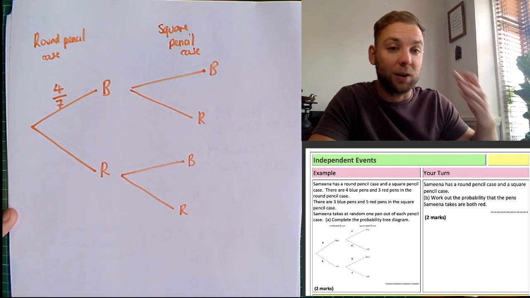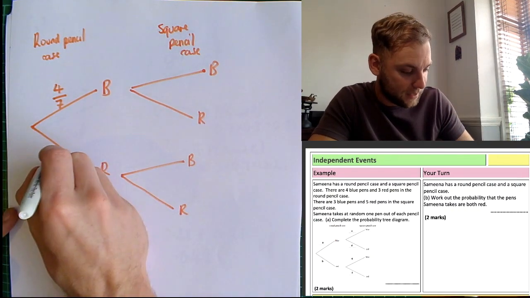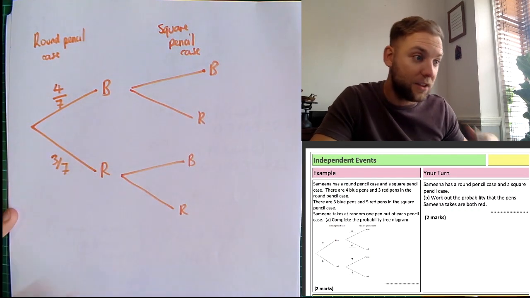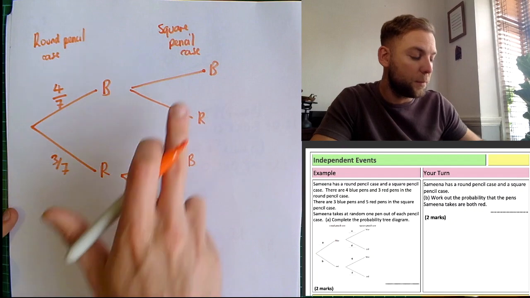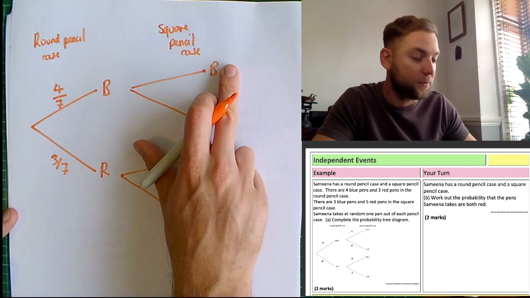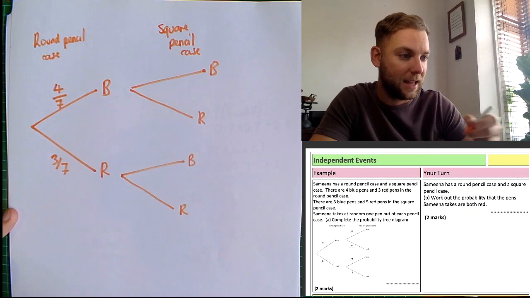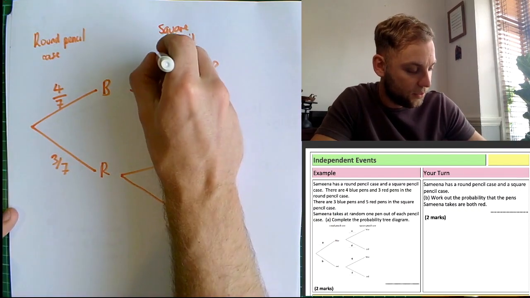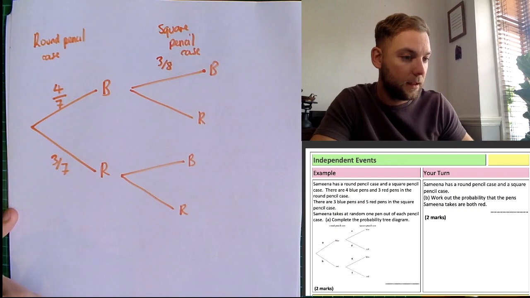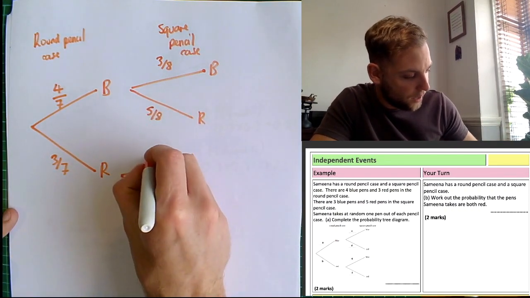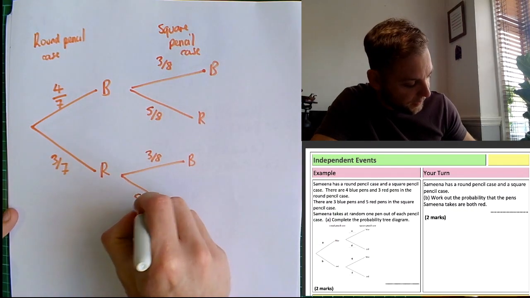So then what's the probability of getting a red pen? Well, the probability of getting a red pen is going to be 3 out of 7. Brilliant. Okay, looking at the square pencil case, what's the probability of getting a blue pen from the square pencil case? Well, there's 3 blue pens there out of a total of 8, so it's going to be 3 out of 8. And getting a red pen is going to be equal to 5 out of 8. So 3 out of 8 and 5 out of 8.